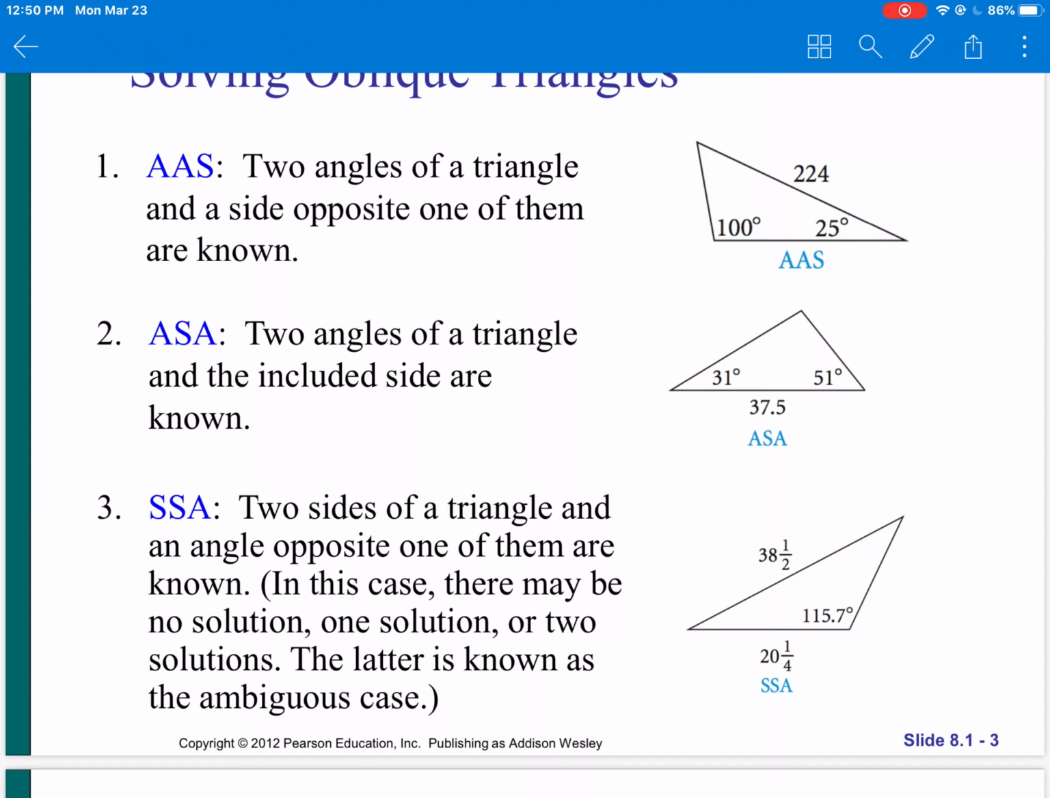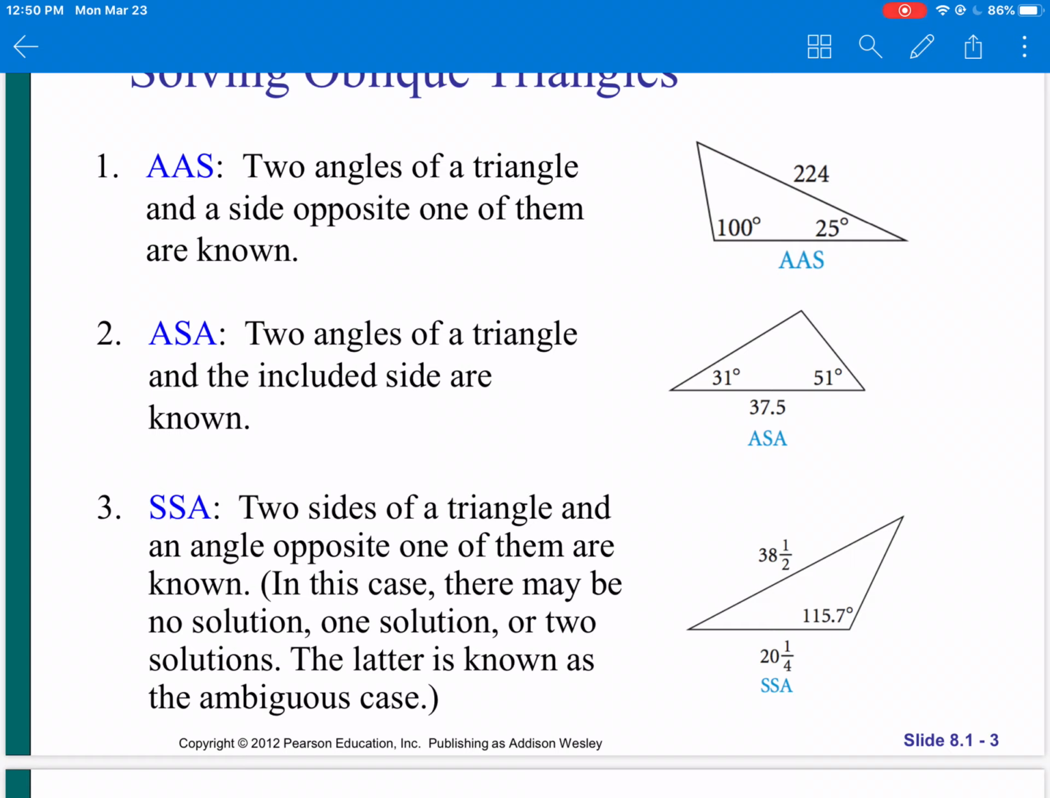All right. The case number 3, this is the one that gives the most problem. We call it the problem child, the SSA case. It's also known as the ambiguous case. This is a situation where we know two sides of the triangle and an angle opposite one of the sides, or one of the non-included angles is known.